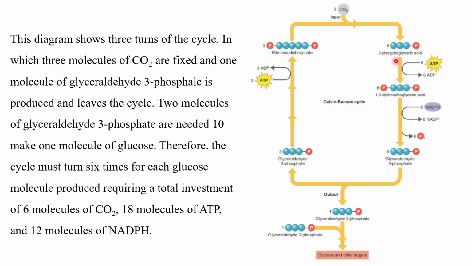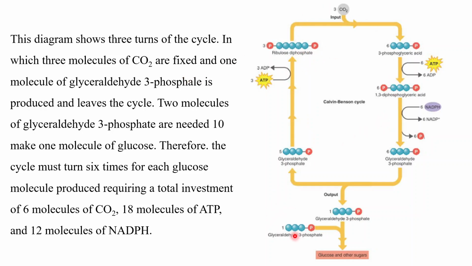This 3 carbon sugar will be converted into 6 molecules of glyceraldehyde 3-phosphate, and in this process 6 ATP and 6 NADPH will be used. From this, 1 molecule of glyceraldehyde 3-phosphate is leaving the cycle, and 5 molecules are recycled again to make the RuBP, and there also 3 molecules of ATP are being used. So you can see 9 molecules of ATP and 6 molecules of NADPH are used in one cycle.